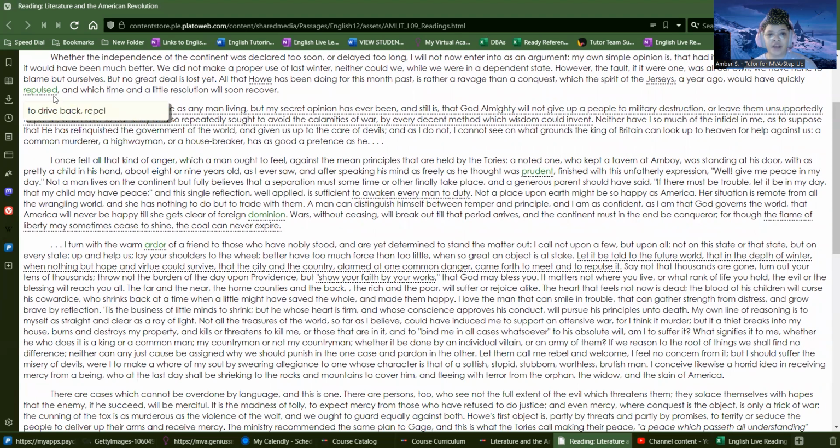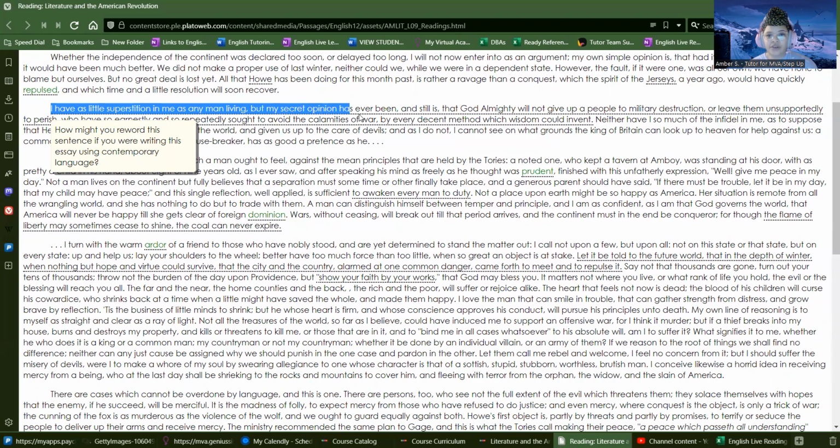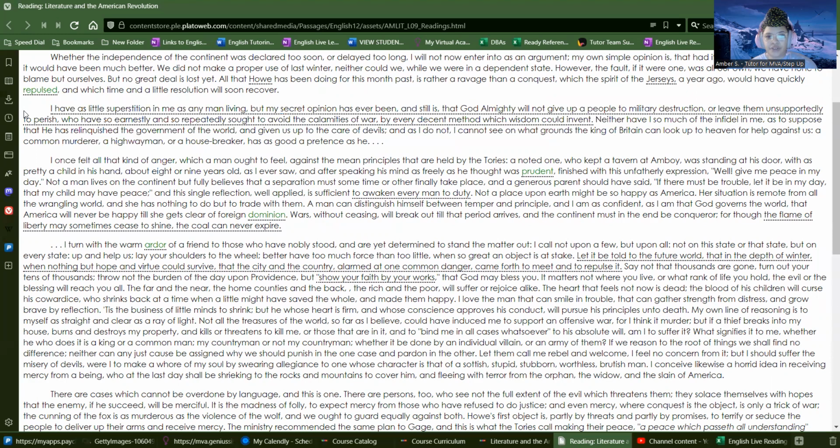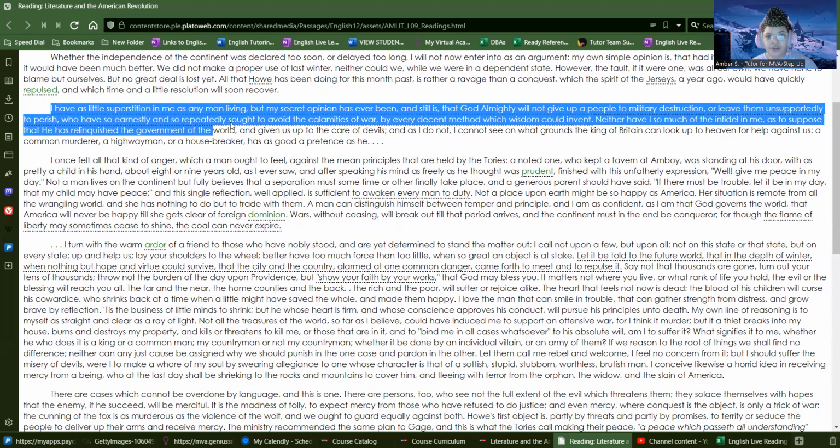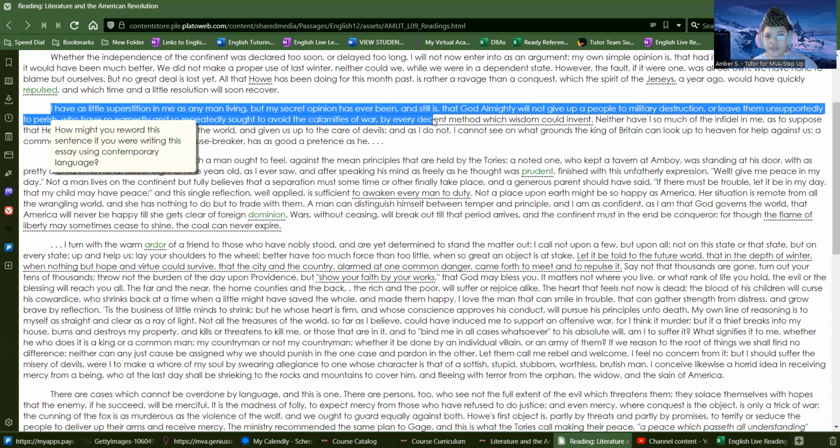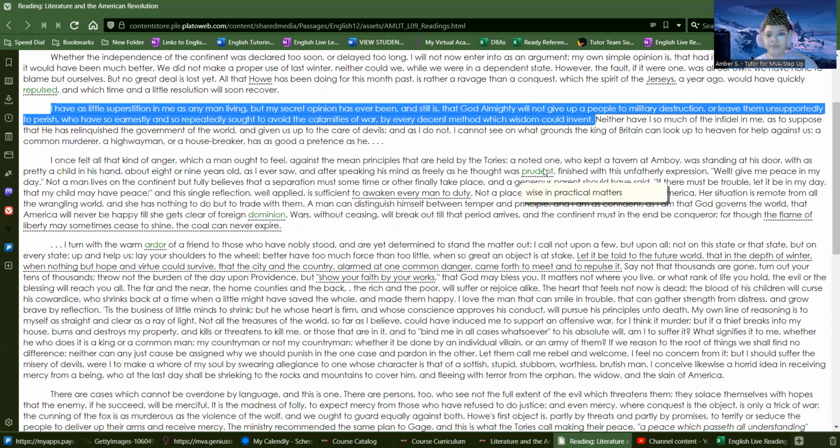So in this next paragraph, I have as little superstition in me as any man living, but my secret opinion has ever been and still is that God Almighty will not give up a people to military destruction or leave them supposedly to perish, who have so earnestly and so repeatedly sought to avoid the calamities of war by every decent method which wisdom could invent. Okay, so this is a longer sentence. We're going to try to break it down.